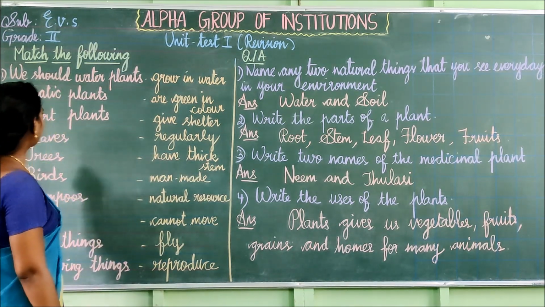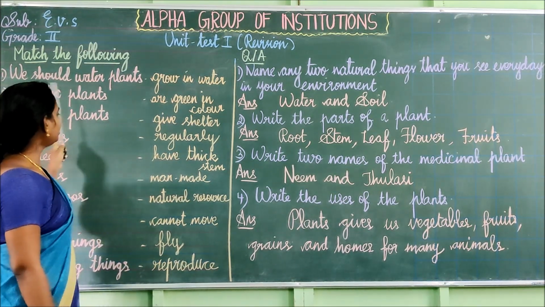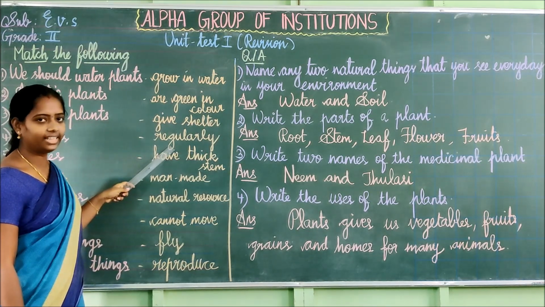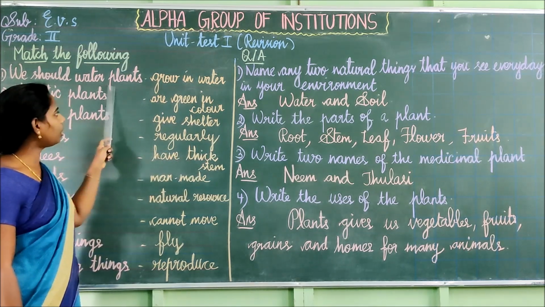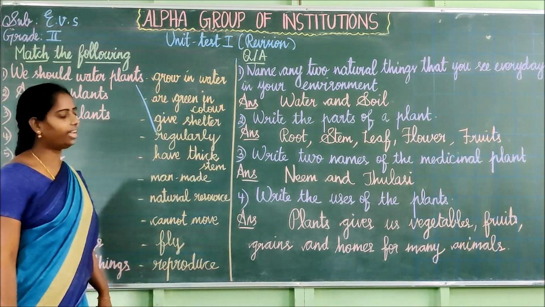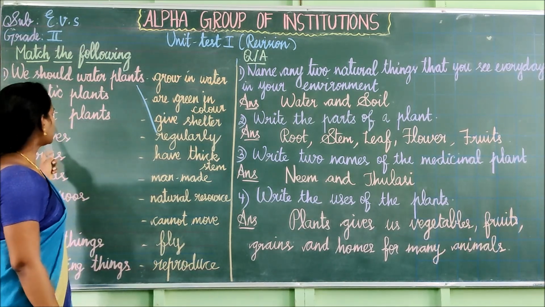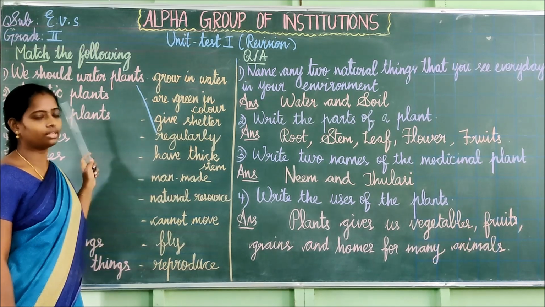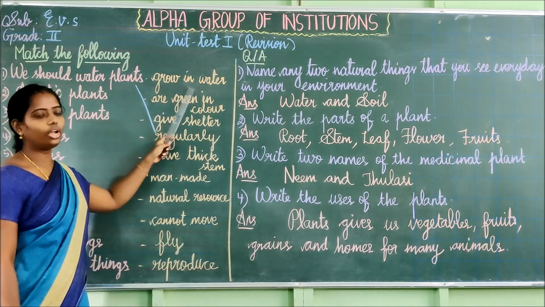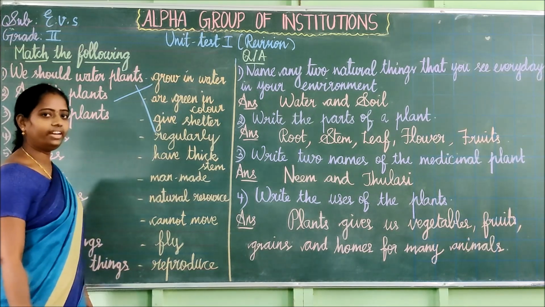Okay, children, shall we see the first one? We should water plants, okay? What is the correct answer? Yes, here it is. See, regularly. We should water plants regularly. You have to match the first one to regularly. Next, second one. Aquatic plants. Aquatic plants always grow in water, isn't it? So the answer for aquatic plants is here: grow in water. So you have to match the second one, aquatic plants, to grow in water.